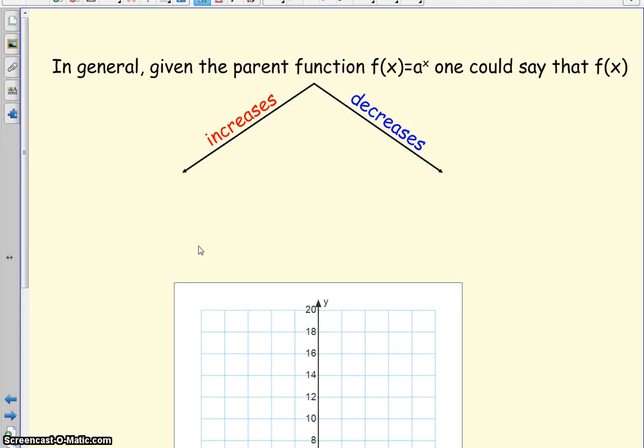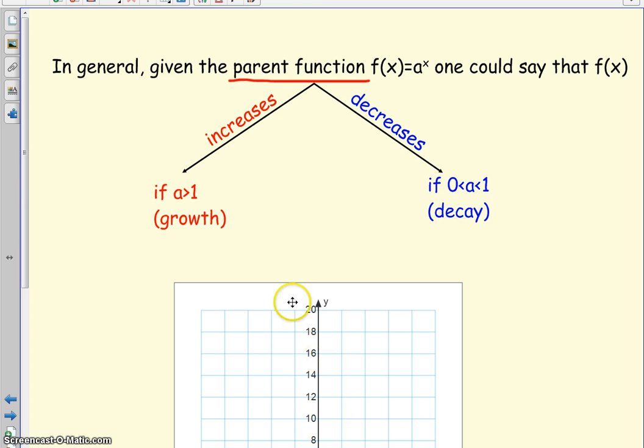Okay, so just as a recap before we go any further, again, just taking a look at parent functions, without looking at any transformations, we're just looking at f of x equals a to the x. Just to remind yourself, what makes it increase or decrease? It all depends strictly on the base. If the base is larger than 1, we have something representing growth. If the base is between 0 and 1, we have something that represents decay, it is decreasing.